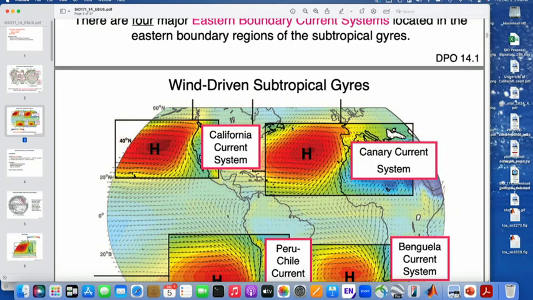So, and then there's a boundary here, right? And there's no flow through the boundary. So if the flow is westward there has to be upwelling. That's what causes coastal upwelling.